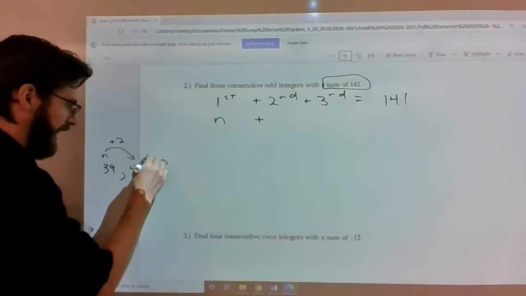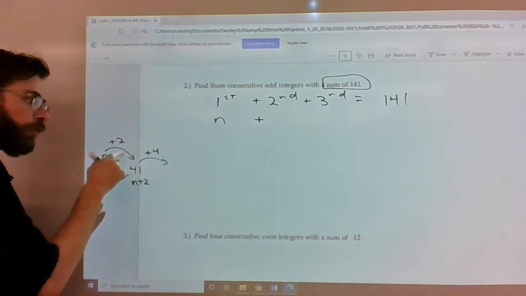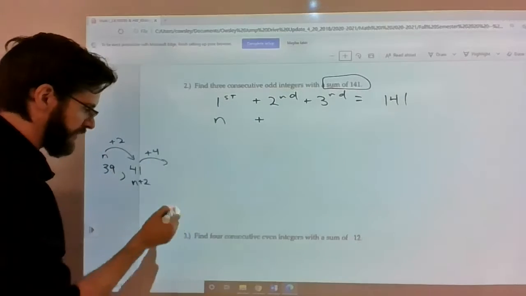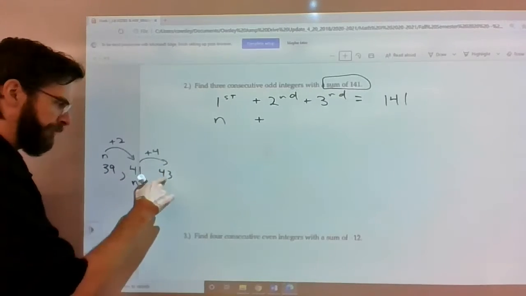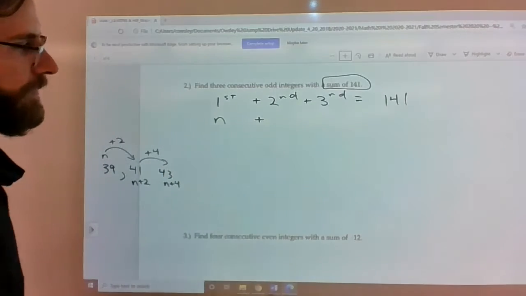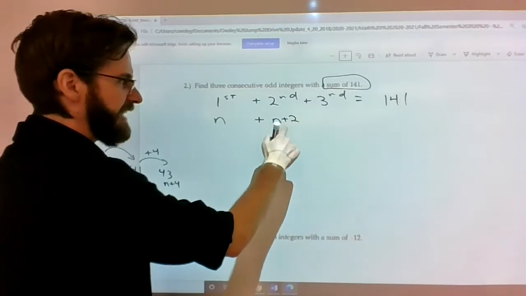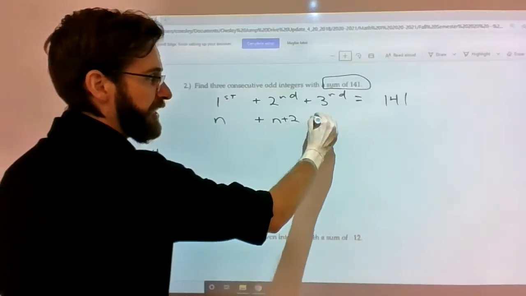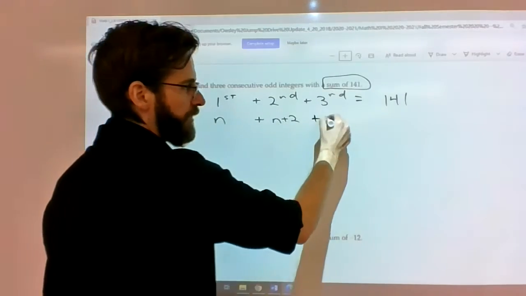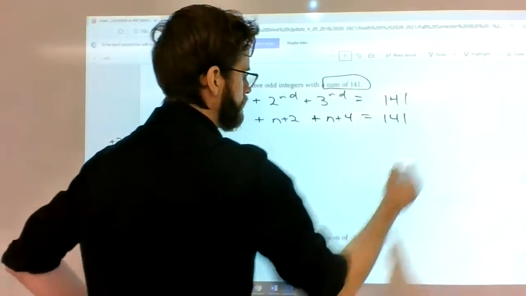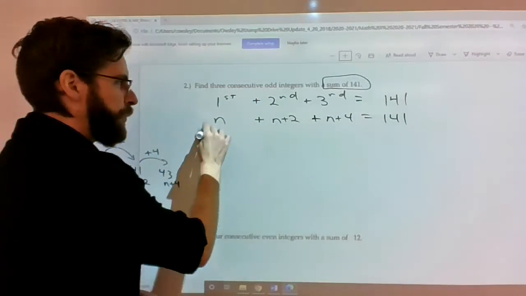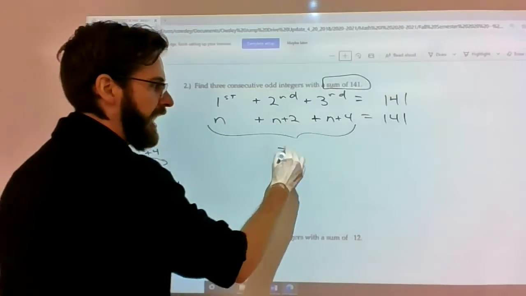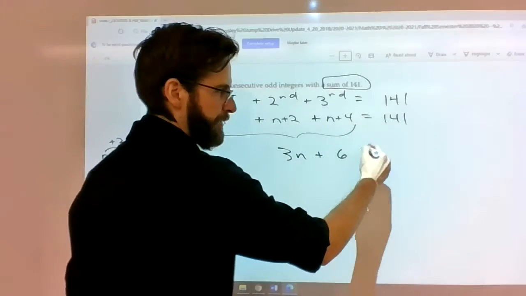And then the next one after that, you'd add 4 from the original. It's like n plus 4. So to get to 43, there's a difference of 4 units there. Anyway, I can figure out the second odd integer by spacing it 2 from my original, and then to get the third one, I'm just going to add 2 more, so n plus 4. Hopefully that makes sense, because once you get this original equation, it's really very simple to get n plus n plus n, 3n, and 2 plus 4, 6 simplified.